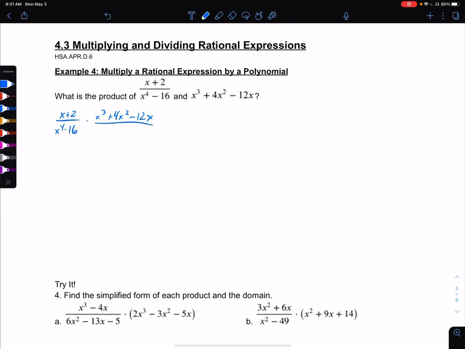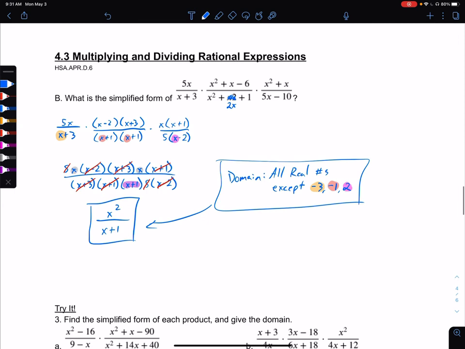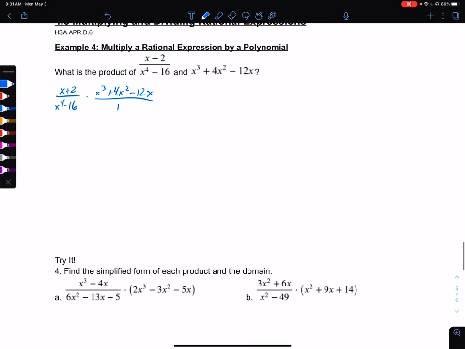And we're going to make this look like a fraction by placing it over 1. Quite simple, right? Divided by 1 doesn't change the value of anything, so we can rewrite it as divided by 1, and everything else is the same. If we go back to example 3, part B, we factored, talked about domains, combined our fractions through multiplication, and then reduced or canceled anything we could. We're going to do the same thing here.